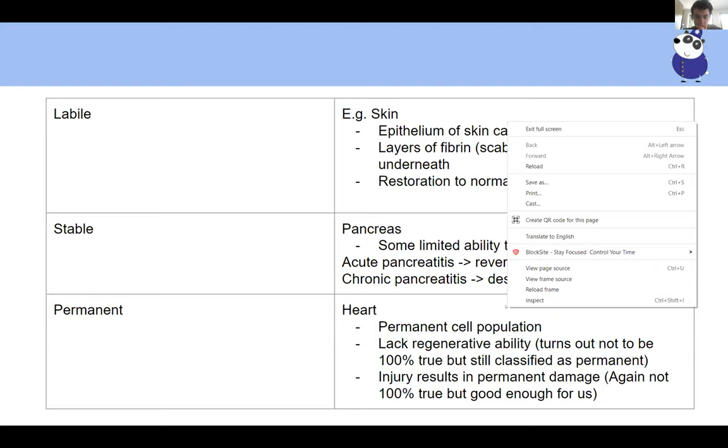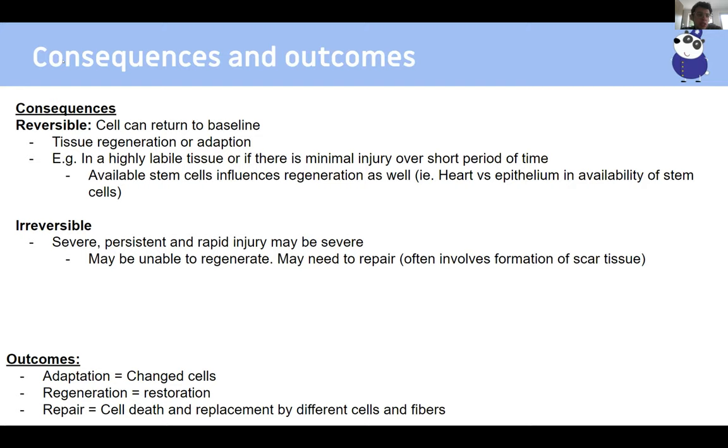What are the consequences? You can have reversible or irreversible damage. Can someone use the words repair and regeneration in the context of reversible and irreversible for me? Is repair reversible or irreversible? Irreversible. Yeah, very good. As soon as you have fibroblasts putting down scar tissue, first intention, second intention healing. Second intention healing is generally going to decrease the integrity of the tissue. As soon as you have collagen there, it generally decreases a bit. And then remember that regeneration is generally reversible, returns to baseline.